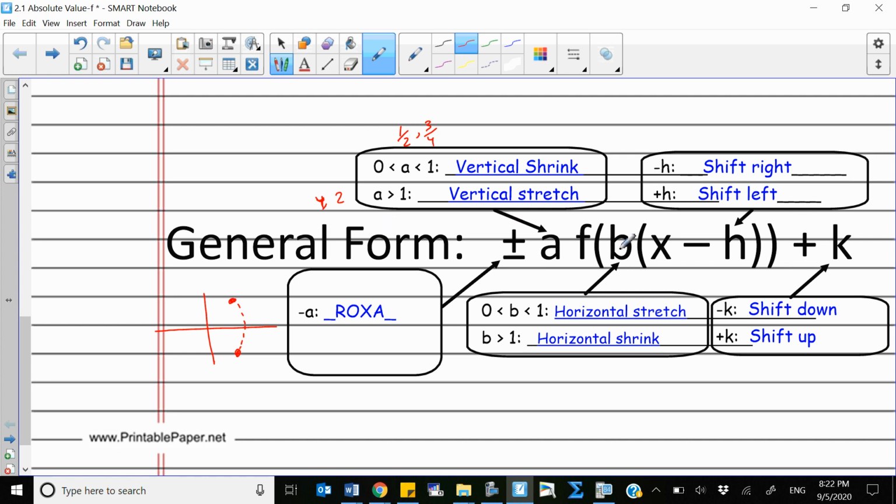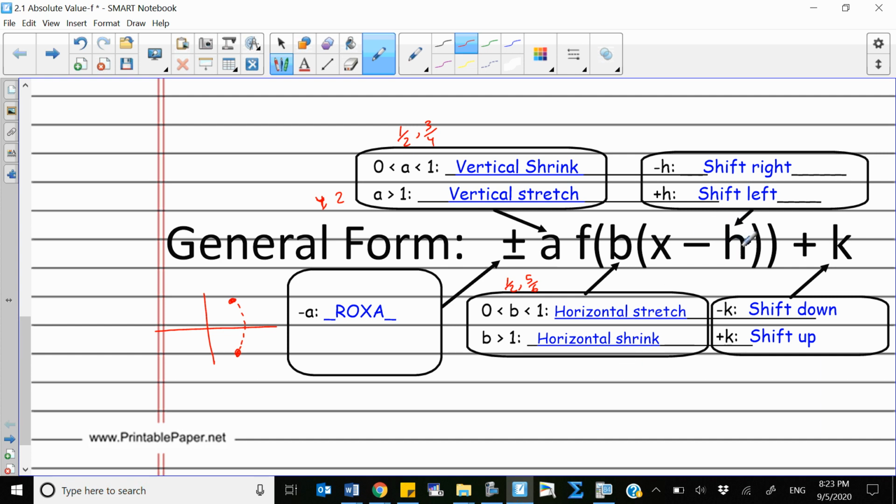Next is the b value that could be multiplied by x inside of your function. If this b is a value between 0 and 1, let's say 1 over 2, or 5 over 6, anything like that which is less than 1, we're going to have a horizontal stretch this time. If the value is greater than 1, we're going to have a horizontal shrink this time.